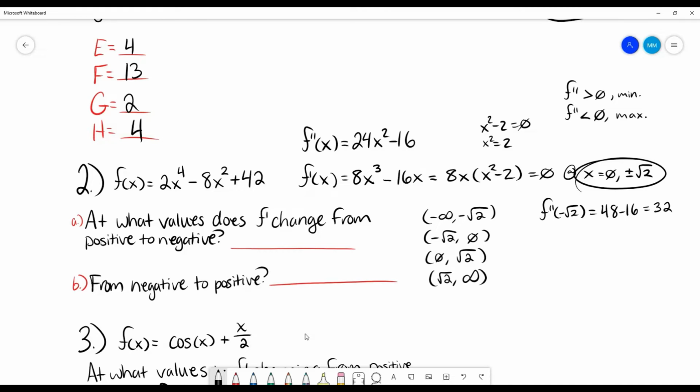So since this is positive, it is greater than 0, so this is a minimum right here, which means that this has to be decreasing, and this has to be increasing, right? Because the minimum looks like this, decreasing, increasing. There's our minimum right there, okay?